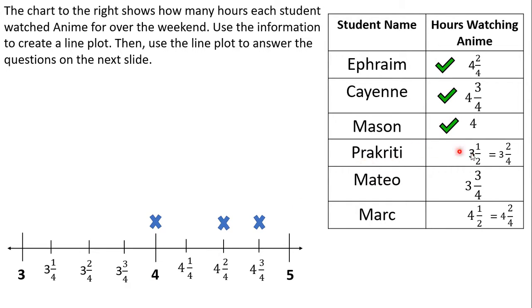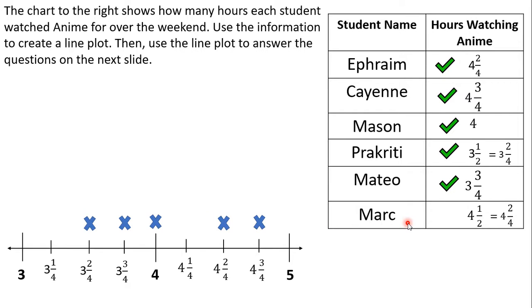Prakriti watched anime for 3 and 2/4 hours. So I'm going to find 3 and 2/4, which is the same as 3.5, and I'm going to put an X above it to represent Prakriti. Next is Mateo. He watched anime for 3 and 3/4 hours. So I'm going to find 3 and 3/4, which is right here, and place an X above it. This represents how long Mateo watched anime for. And I'm going to check him off.